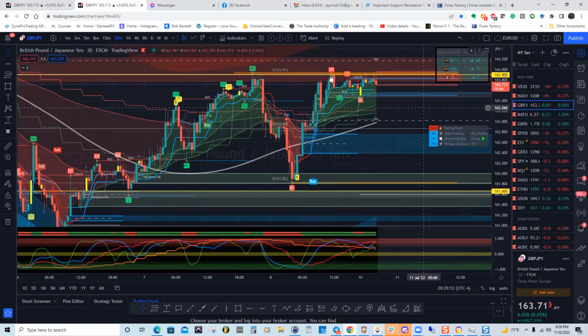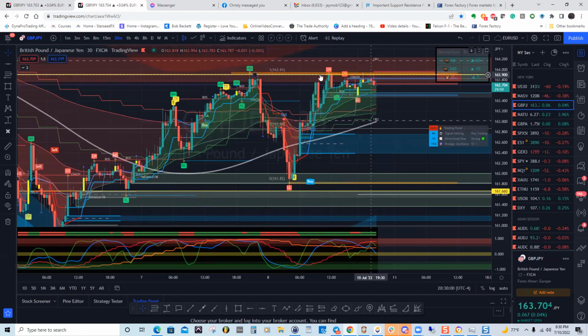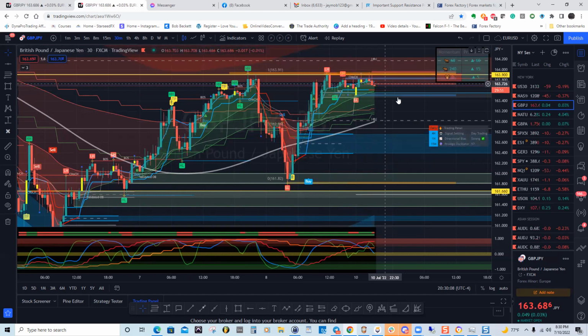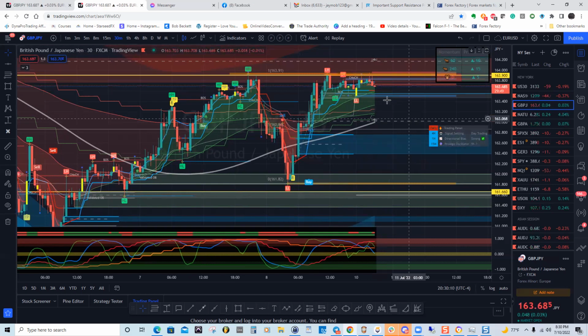Just like I said, this is a weekly level. It rejected right here. It went all the way down to here, came up here, and rejected off this level. It came back up here and has been rejecting up here, but it hasn't broken above 163,900. That's where it's having a problem. It's rejecting here, so you got a little sell going on here.